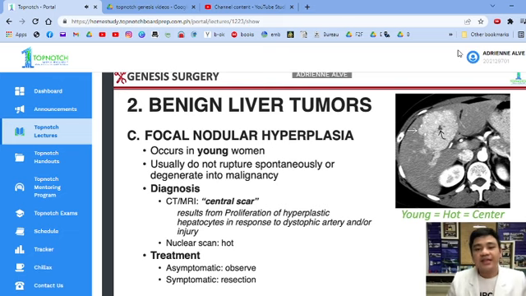Sa young patient, okay, na meron ka on CT scan na appearance of a central scar, and if you do a nuclear scan, it labels as a hot lesion, or sabihin may ilaw siya if you do a nuclear scan, it is most likely pointing to focal nodular hyperplasia.